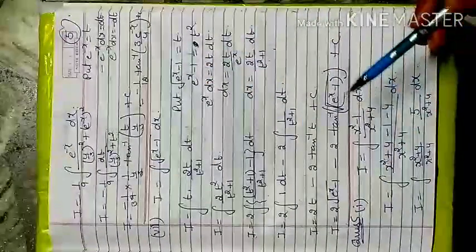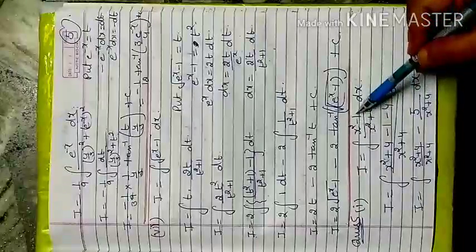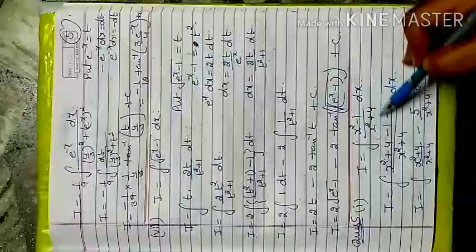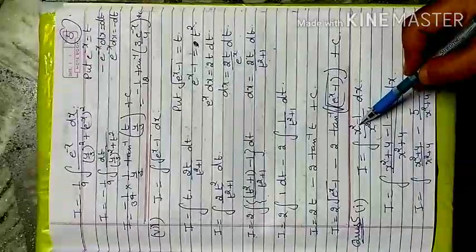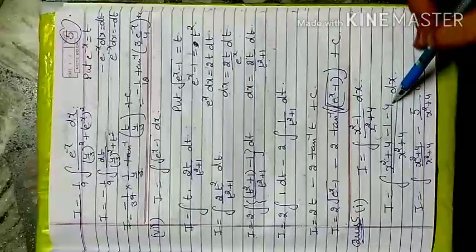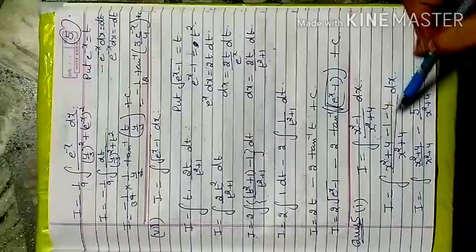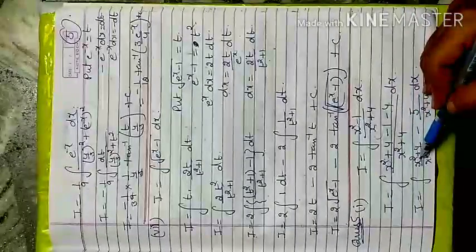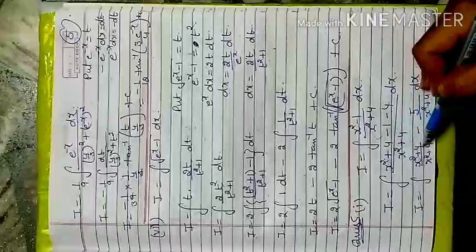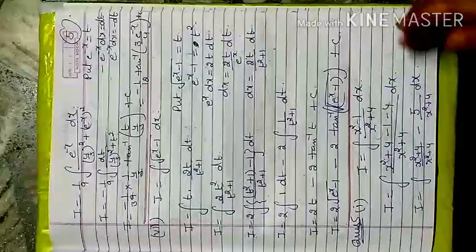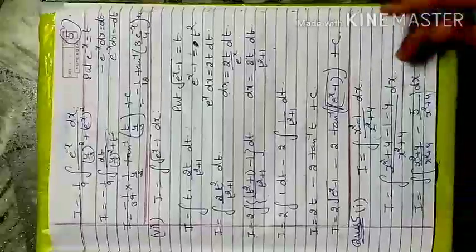Now here, your fifth question, first part is: if your question is x square minus 1 over x square plus 4, same thing, you have to adjust the denominator in the numerator. I need here plus 4, then to balance the term I have to subtract 4 from that, add and subtract 4. Then x square plus 4 and x square plus 4 separate, minus 1 minus 4, minus 5 by x square plus 4. So this is one term.